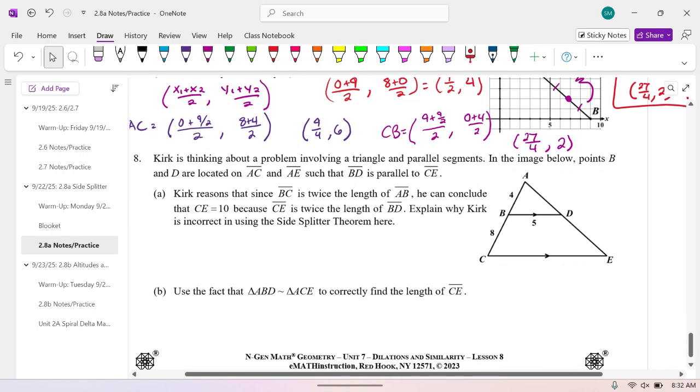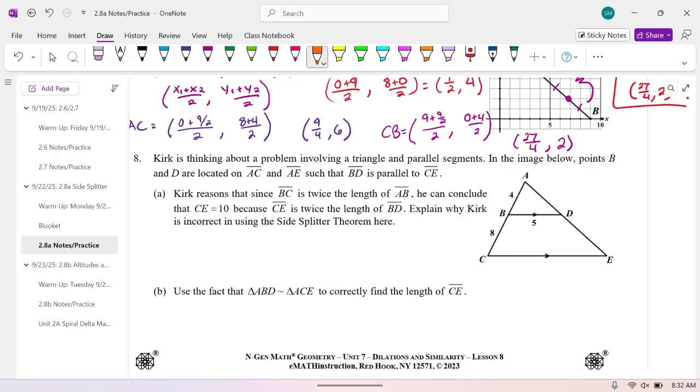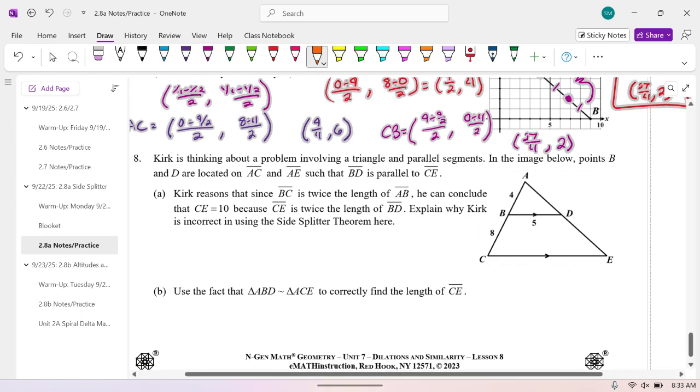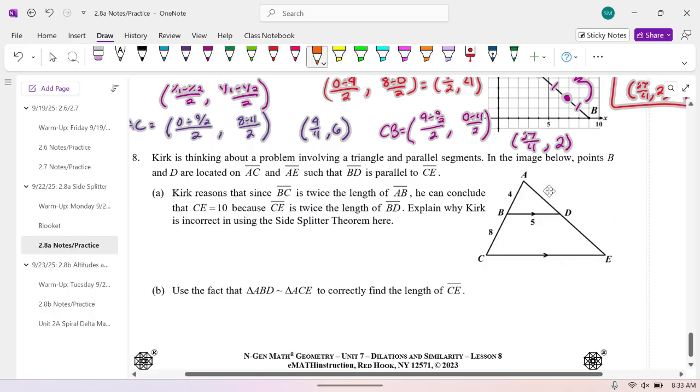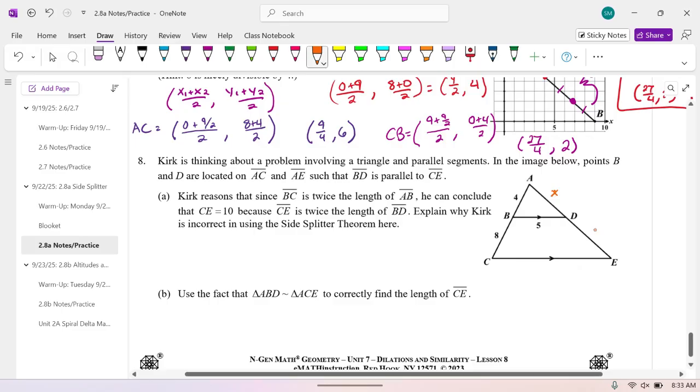Okay, so Kirk reasons that BC is twice the length of AB. He can conclude that CE is twice the length of BD. All right. And it's saying, why can we say that that's wrong? Well, that's because with side splitter theorem, you would have to use the sides that are not the parallel sides. So you'd have to have used AD and DE if you want to use side splitter.